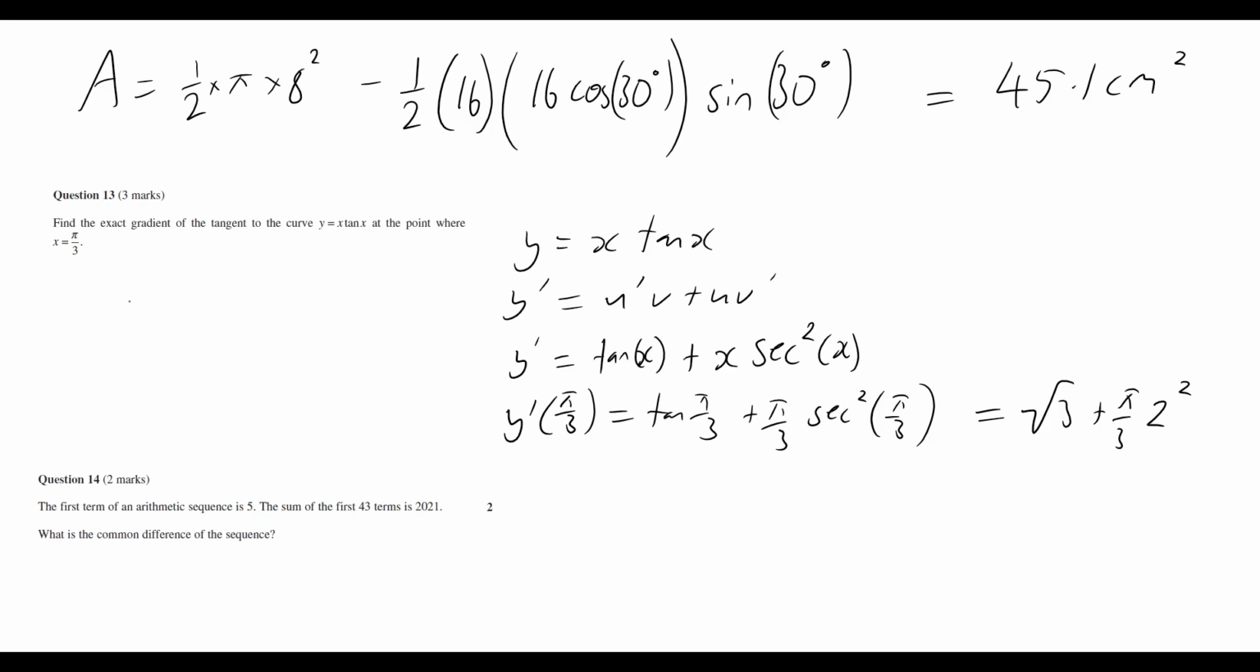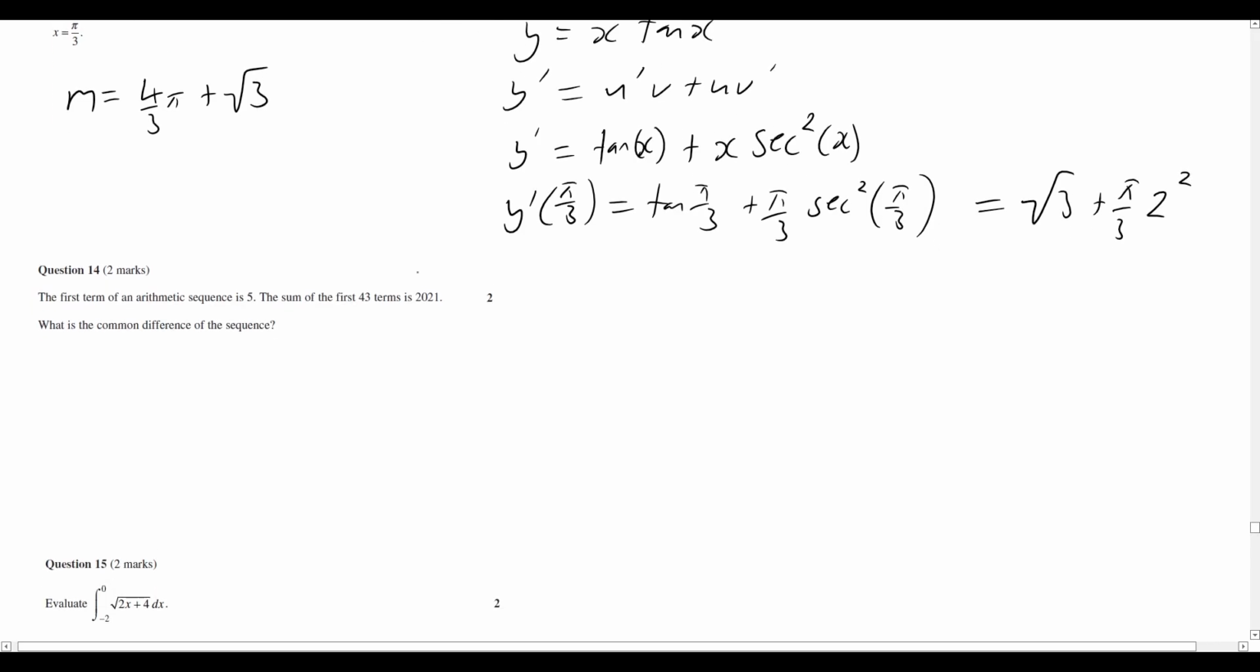And there we are. So now for our final answer, what we should say, so the gradient, maybe we'll just say m, is going to be equal to 4/3 pi plus root 3. And there we are. So that's our answer to question 13. So just a quick application of the product rule for differentiation. Okay, moving on to question 14.